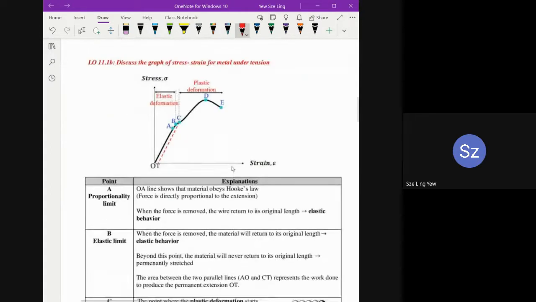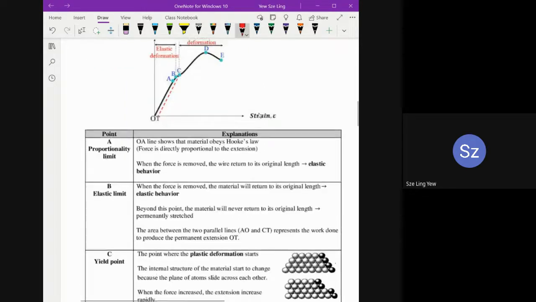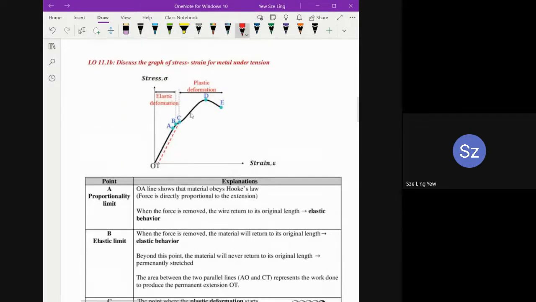Now this is a very important graph. You need to know how to sketch the graph. You need to know which part of the graph represents elastic deformation, and which part represents plastic deformation. Sometimes questions will ask you to sketch this graph, and after that you need to be able to explain every part of it, the meaning of every part. So now let us look at the graph. First of all, you have the stress against strain graph.